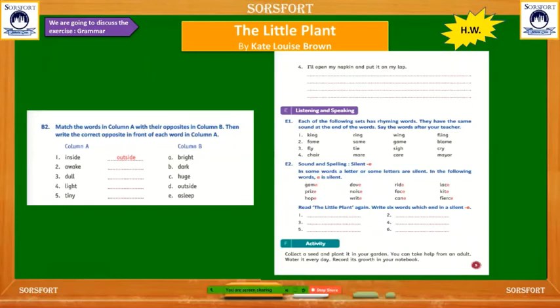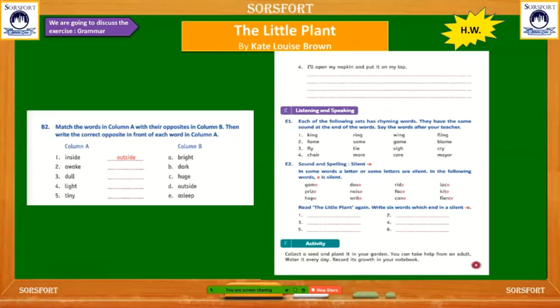Prize, P-R-I-Z-E. H-O-P-E, hope. E is silent here. Like this: dove, noise, ride, face, cane, lace, kite, fierce. So read the little planet again. Write 6 words which end in a silent E. You have to write the words.